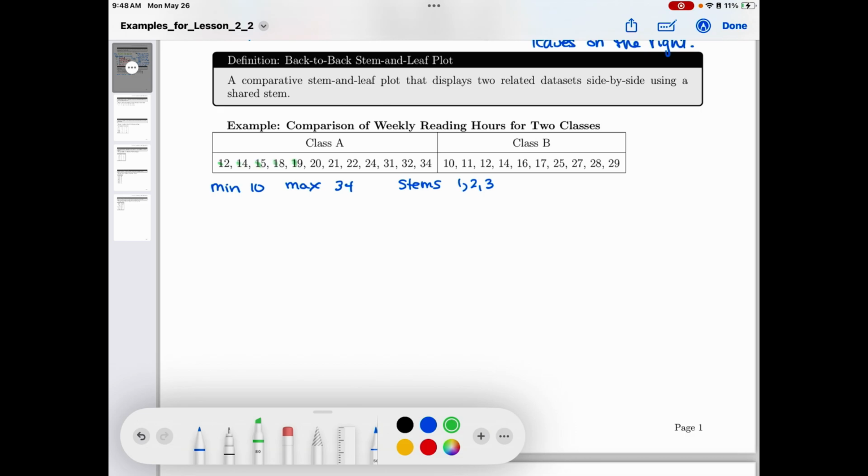Let me highlight the stems and leaves again. So the stems are highlighted in green. And let's make the leaves in yellow, and the leaves should always be the last digit.